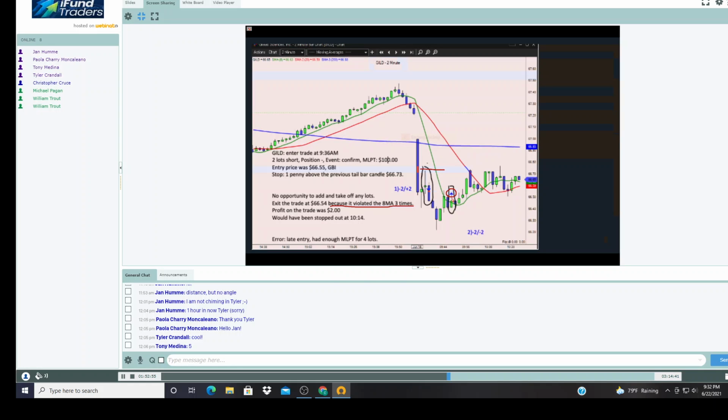So I don't see any reason to close the trade here, at least not for that reason. No opportunity to add and take off any lots. Well, I'm not so sure. What is one of your profit take rules? It was not following the 8MA anymore.